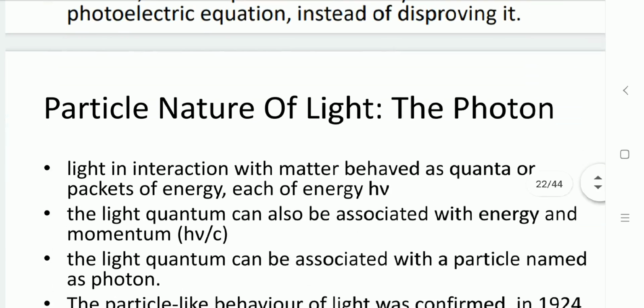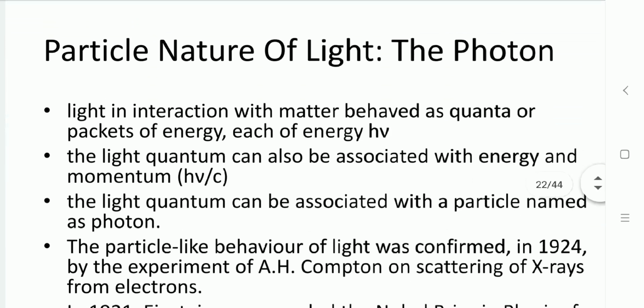Now, let us understand the particle nature of light, the photon. Here, in its interaction with matter, light behaves as if it were made of quanta or packets of energy having energy value hv, and having momentum hv by c. So this light quantum can be associated with a particle known as a photon.